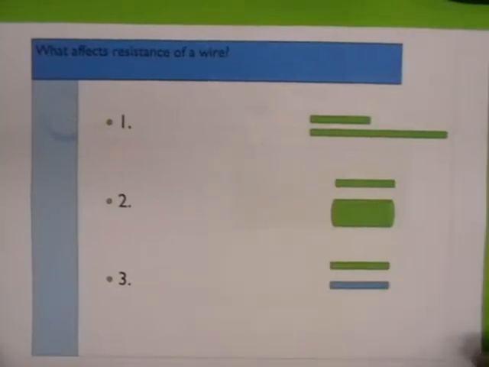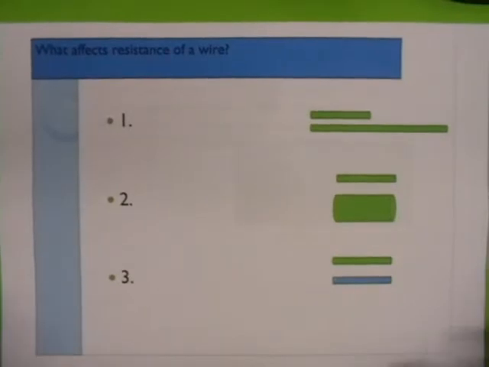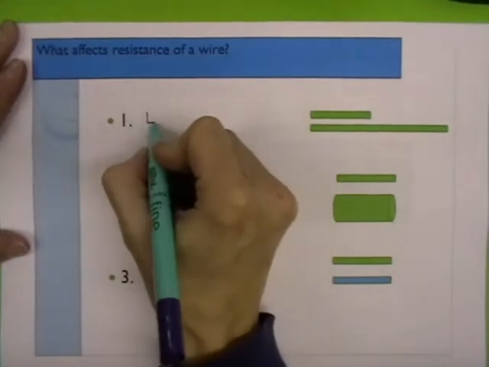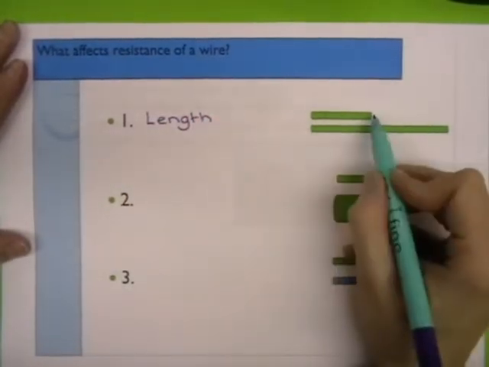What affects the resistance of a wire? You don't have to do a calculation, although there is an experiment and an equation which you would have used in your investigation. You just need to know the effects of changing things about the wire. So number one is the length of the wire. And you can see here on the right, a long wire and a short wire.